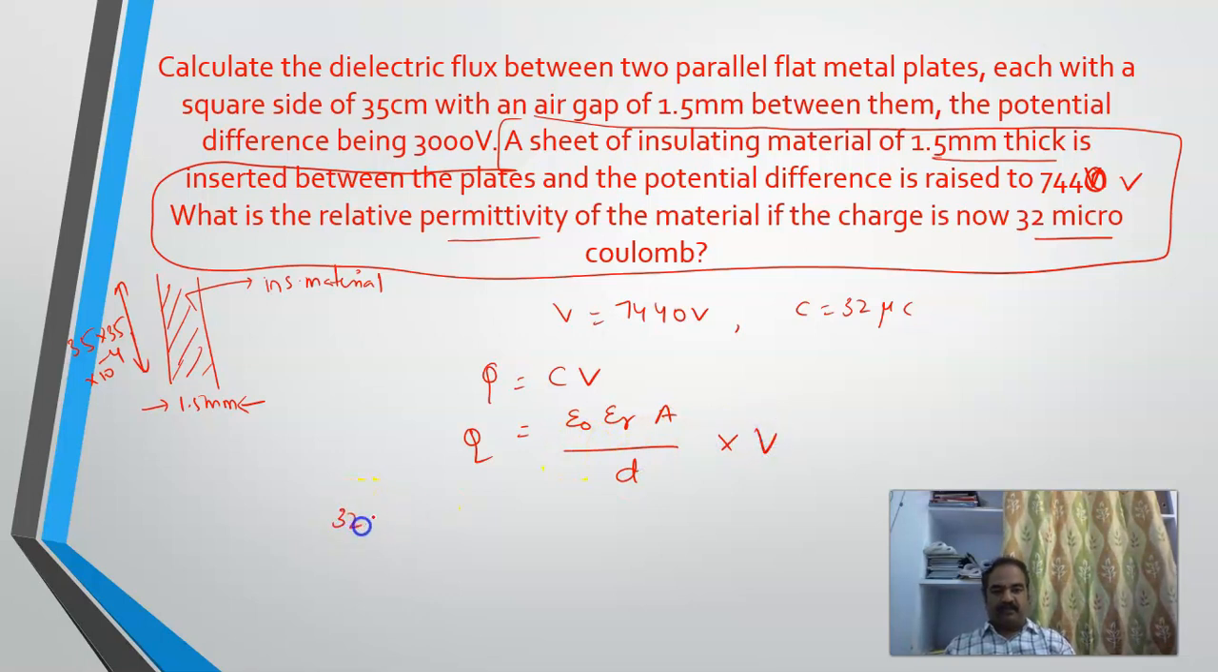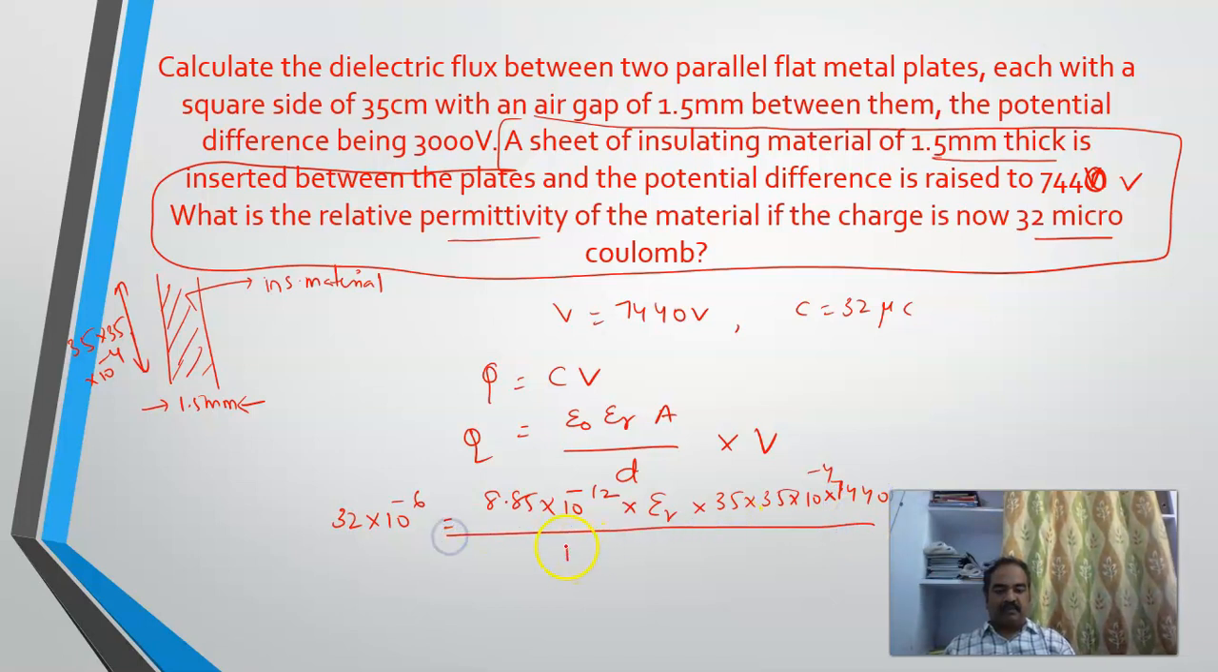This is 32 into 10 to the power of minus 6. Epsilon naught is 8.85 into 10 to the power of minus 12. Epsilon R is, which we need to find out. This is 35 into 35 into 10 to the power of minus 4. V is 7440 by separation is 1.5 into 10 to the power of minus 3.